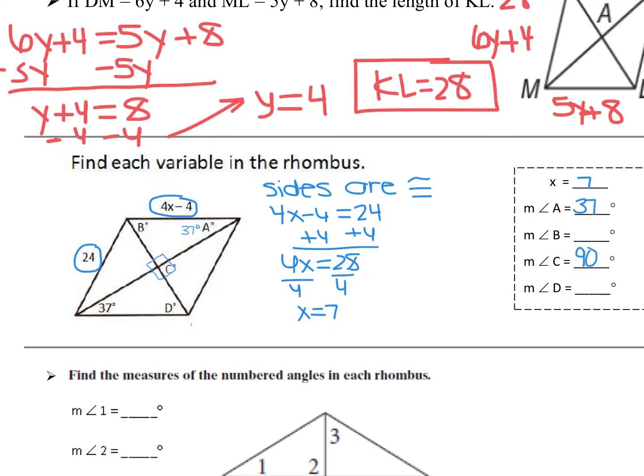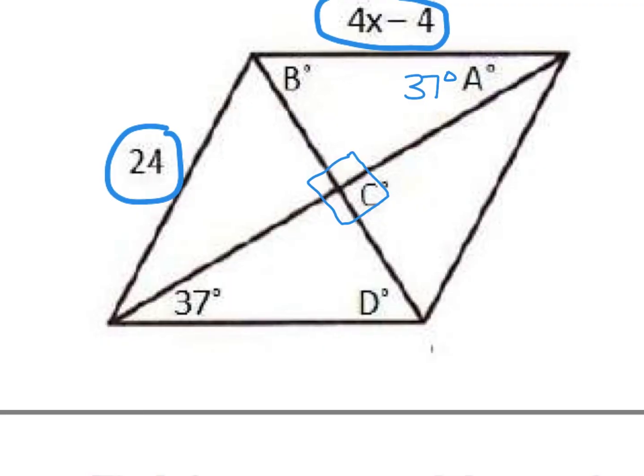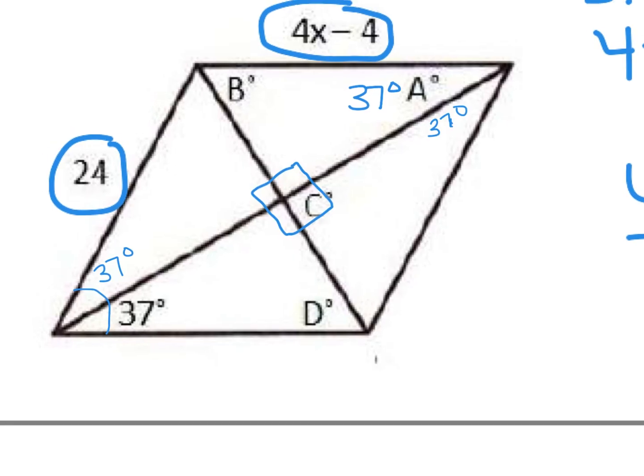Now I might have to do a little work for B and D. So let's see what else we know here. We know that for a rhombus, when the diagonals hit these angles in the corners, they bisect it. So that means if one side is 37, the other side has to be 37 as well. Okay. So the last thing that I could do here is I got to find out like D or B.